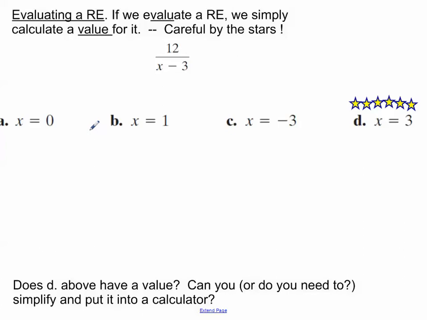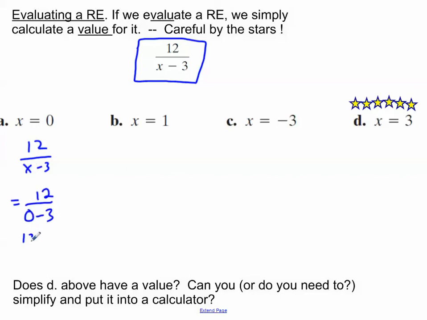So we're going to talk about evaluating a rational expression. If we evaluate, it's just like evaluating any other expression. We simply calculate the value for it. Essentially, we've got a rational expression here, a polynomial over a polynomial, and all we're doing is evaluating this for, for example, x equals 0. I'll start with 12 over x minus 3, and when x is 0, that's equal to 12 over 0 minus 3, which is 12 over negative 3, and that's equal to negative 4. There's our evaluation.